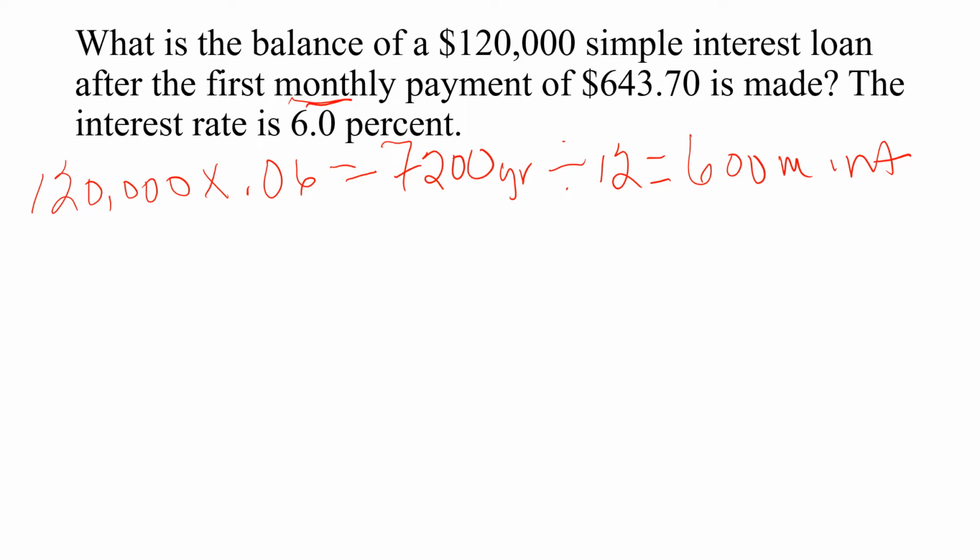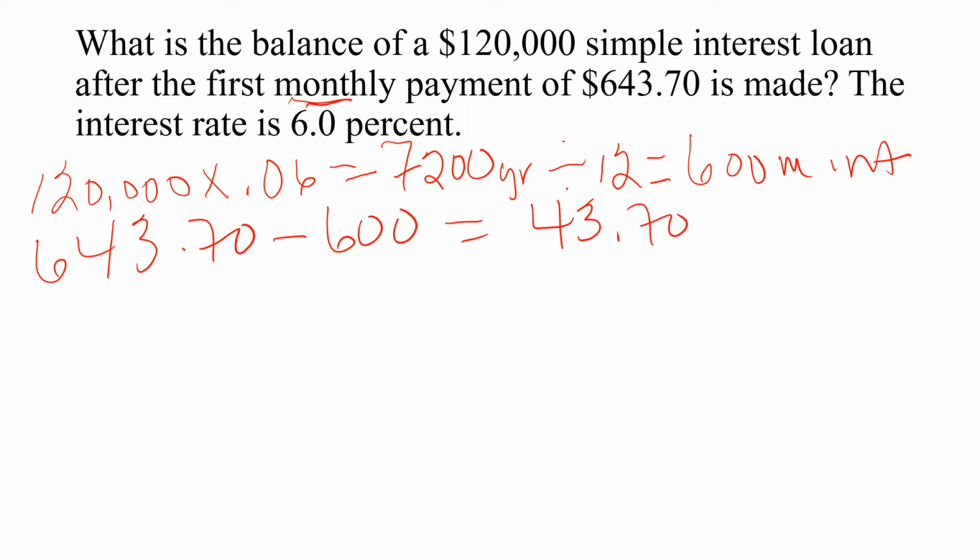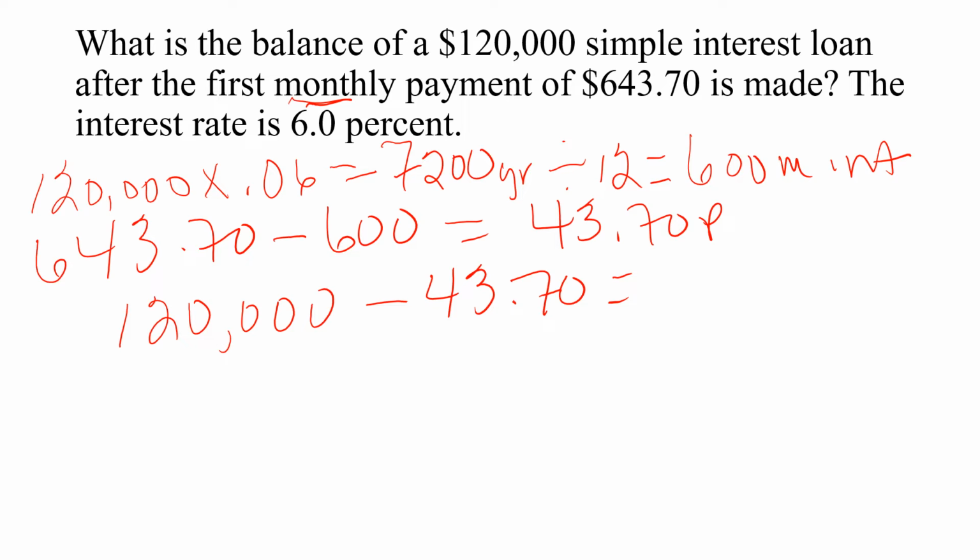interest. So if we made a payment of $643.70 and we subtract 600 for interest, that means that our principal payment is $43.70. So if we take our 120,000 minus our principal payment of $43.70, that gives us a loan balance of $119,956.30.